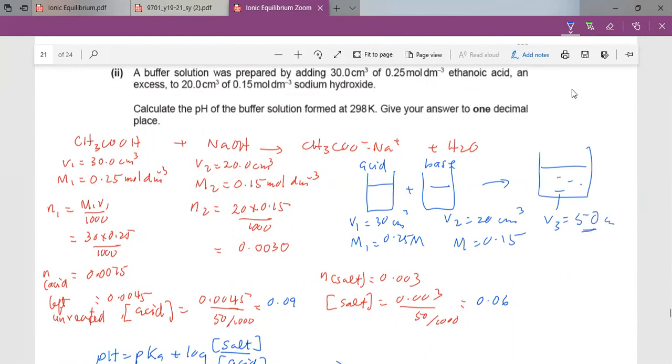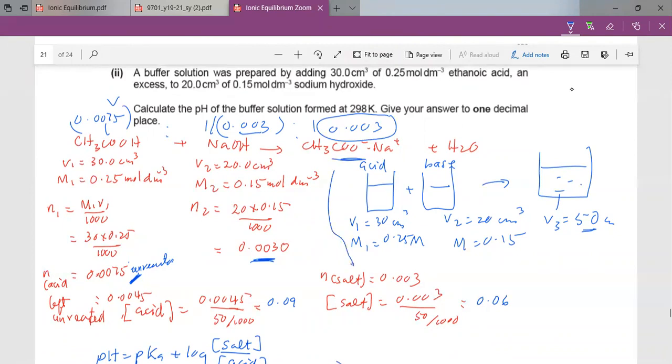So find the number of moles of acid originally. This is the original, unreacted amount, and this is also unreacted alkali. Remember one mole reacts with one mole. Here I have 0.0075 moles of acid and 0.003 moles of base. Which is in excess? Obviously the acid is in excess, so the base all reacted. That means 0.003 moles of salt is formed, one mole to one mole. This is the number of moles of your salt.